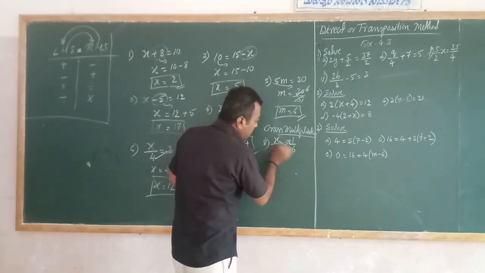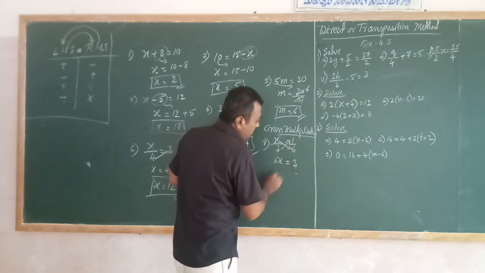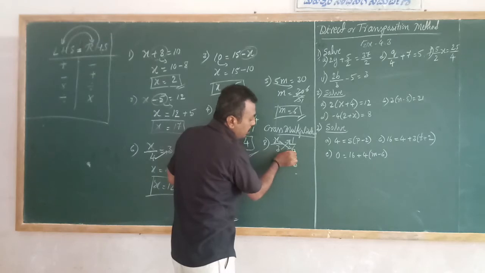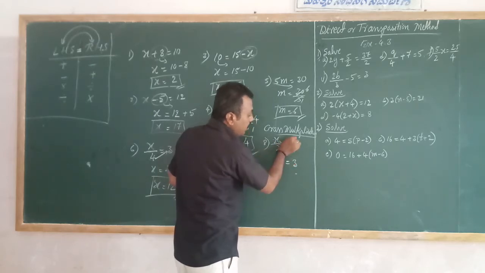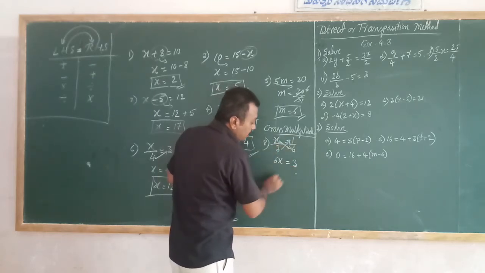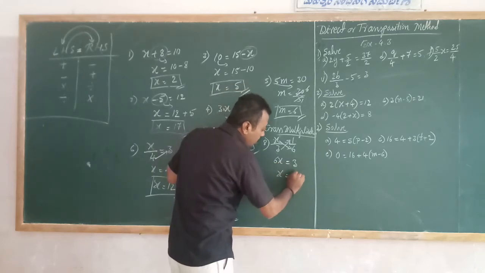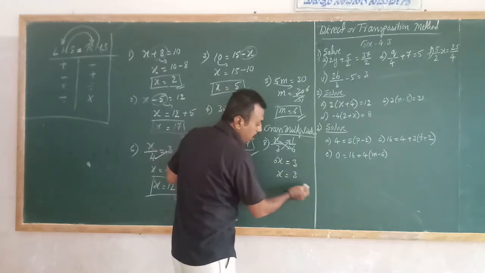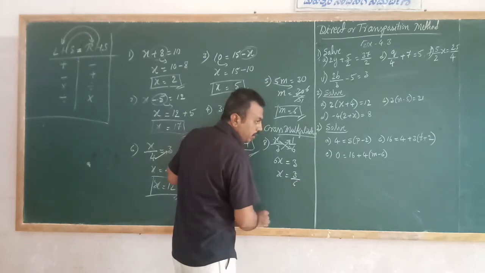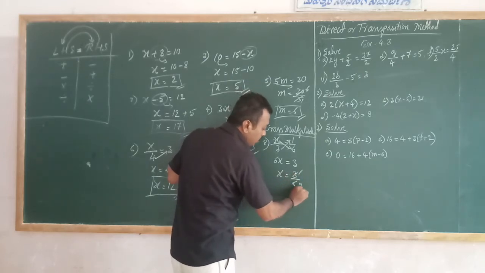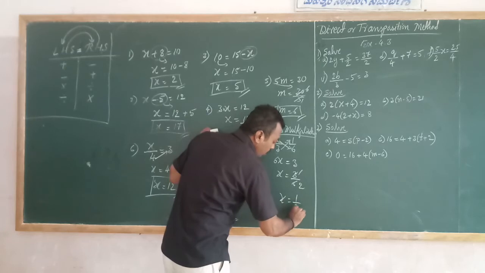Now 6 into x, 6x, is equal to 3 into 1, 3. So cross multiplication is this denominator and numerator have to be multiplied and equated. So now x is equal to 3, and 6 goes to the RHS, so it becomes divided by 6. 3 ones are 3, 3 twos are 6, therefore x is equal to 1 upon 2.